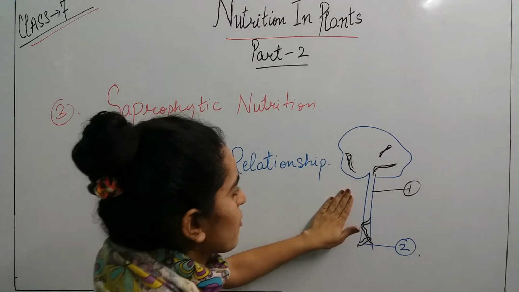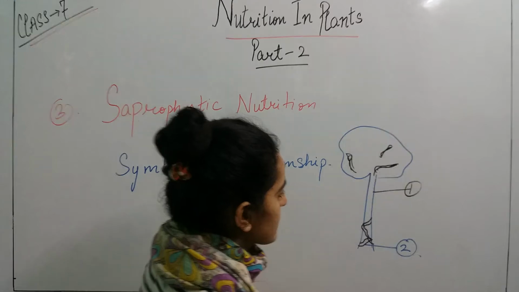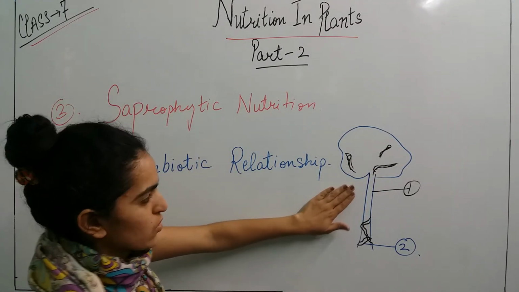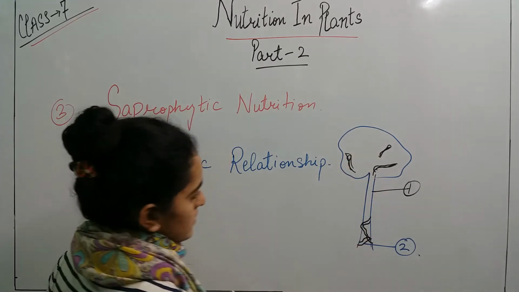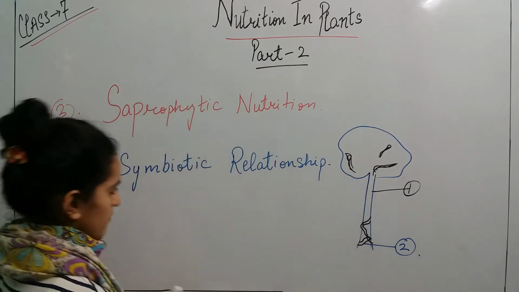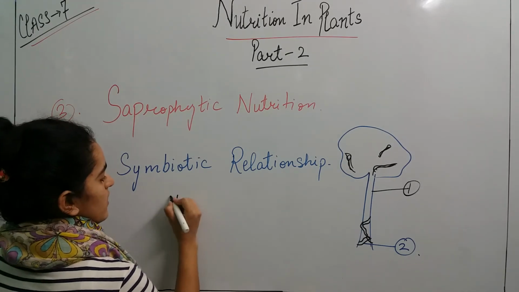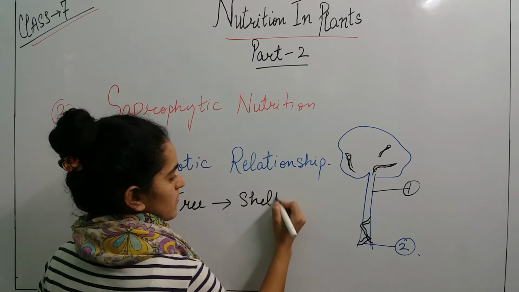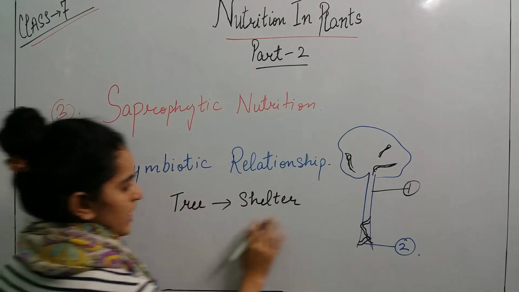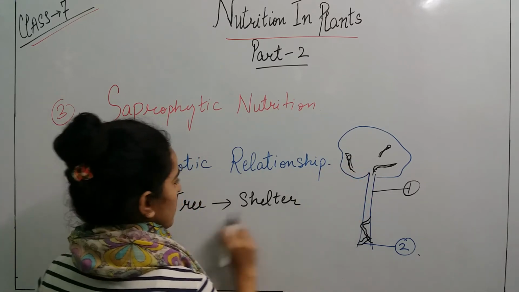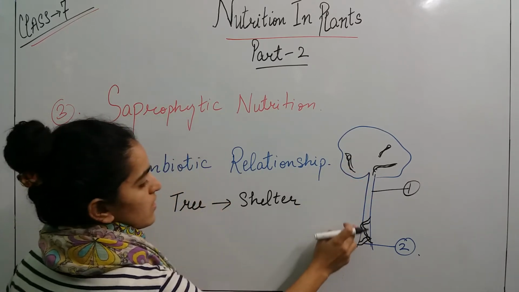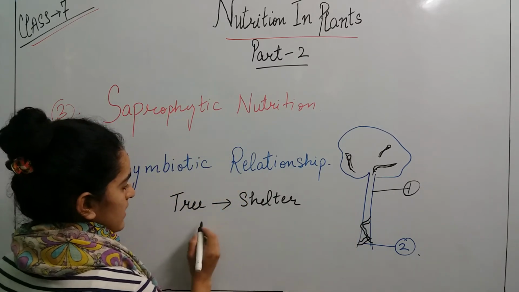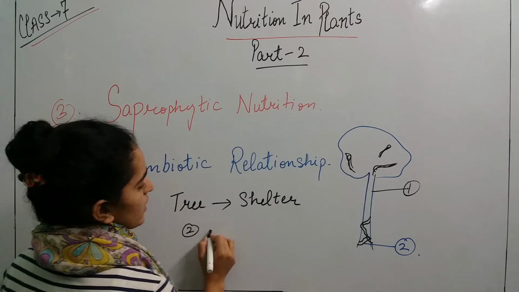How? दोनों का function क्या है? I have told you that these both will give benefit to each other. How will we see that? First is the tree. Tree will give shelter to organism number 2, that is this tubular organism, the tube-like structure that is here. And the second organism, what will it do? The tubular.